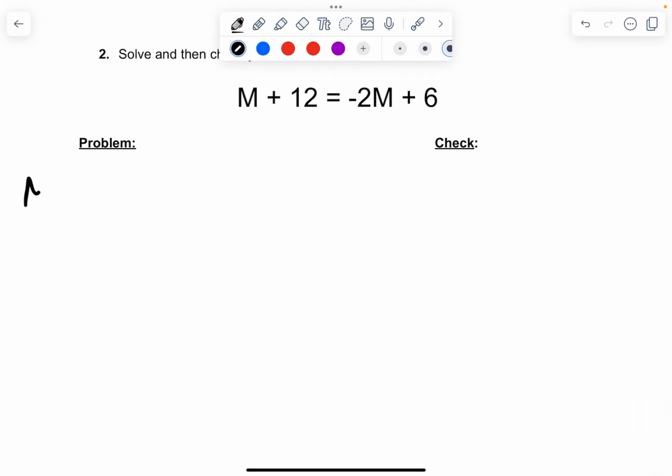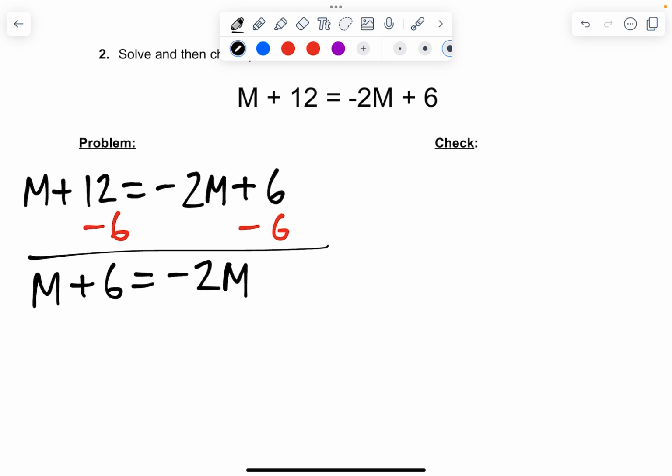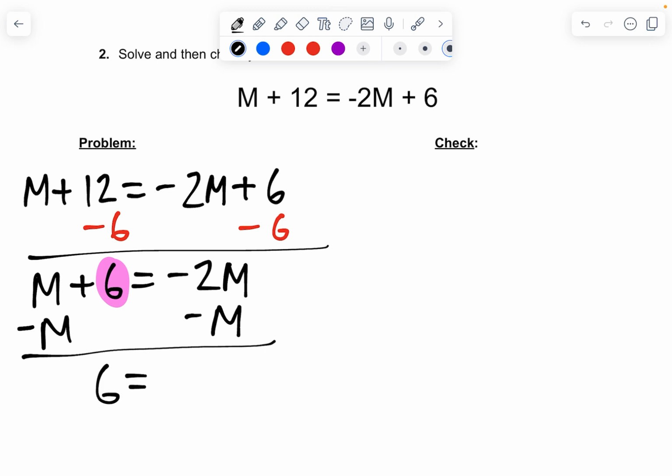I'm going to, again, write the original problem. Right, I'm going to get my numbers. So subtract 6. And I get m plus 6 equals negative 2m. Now, you're going to notice that we want to get this 6 by itself. So to do that, I'm going to subtract m from each side. And I end up with 6 equals, I've got a negative 2m and a negative 1m, which gives me negative 3m.